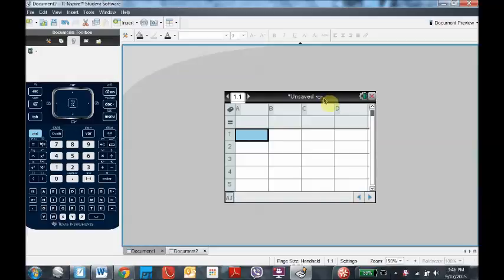I wish I could make that bigger. I apologize. I've got to figure out why that's not filling up the whole window. It should fill up the window. Can't seem to make it any bigger.